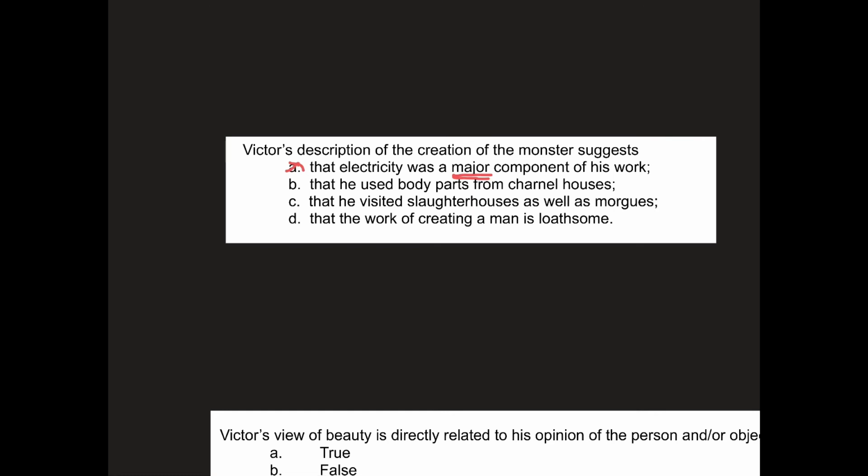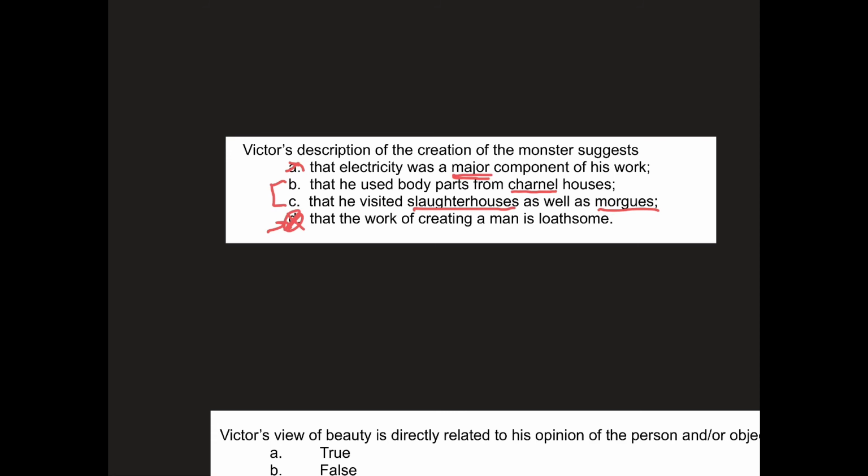So my other choices are that he used body parts from charnel houses, that he visits slaughterhouses as well as morgues, and that the work of creating man is loathsome. Well, he doesn't see that until after he's done, like digging the bodies. He says he doesn't mind digging up dead things. It never bothered him. It never spooked him out. Okay, B and C are very close answers. So these are vocabulary. We talked about charnel house. You had it on your vocabulary list. You could look that up. Same with morgue and same with slaughterhouse.